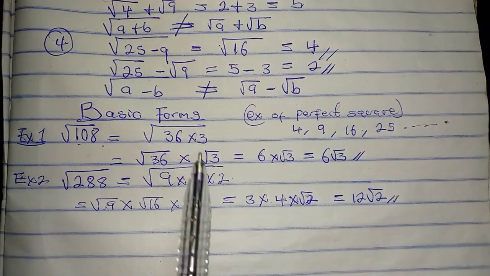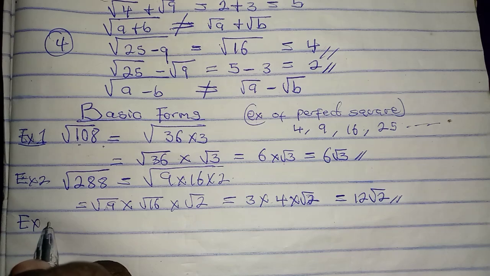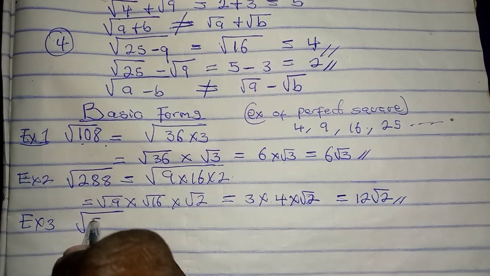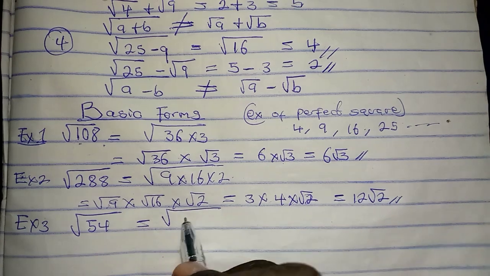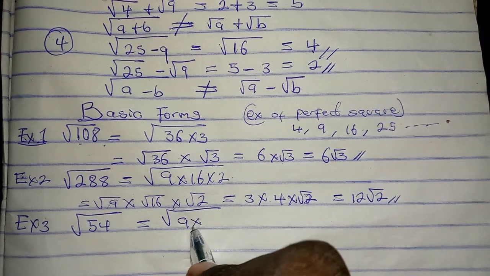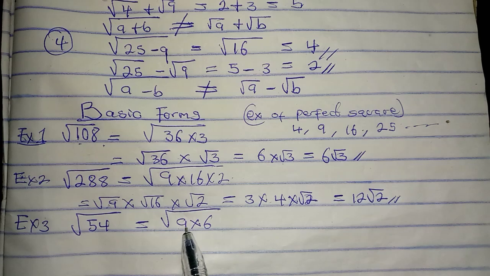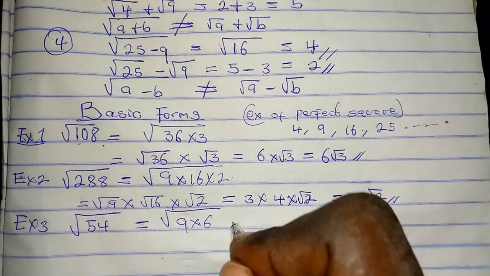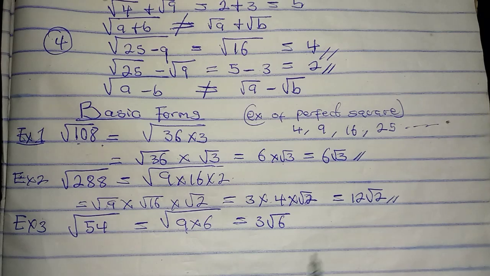And don't forget this number. Let's solve an example again. Third one, we have root 54. 54 can be expressed as 9 times 6, and 9 is a perfect square, which you can easily find the root. Root of 9 is 3, so we have 3 root 6. That's all.